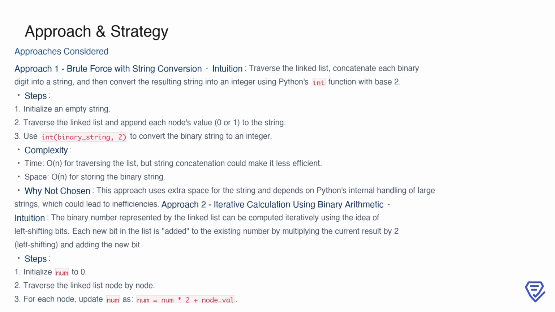The second approach, iterative calculation using binary arithmetic, is more efficient and avoids the use of strings. The key insight here is to treat the binary number as a sequence of left-shifted bits. By starting with an initial value of 0 and iteratively updating it with each node's value, we can compute the result directly. This avoids the overhead of string operations and makes the process both faster and more space efficient.